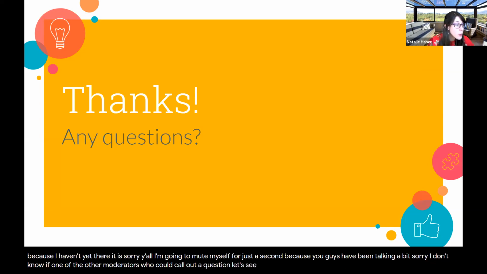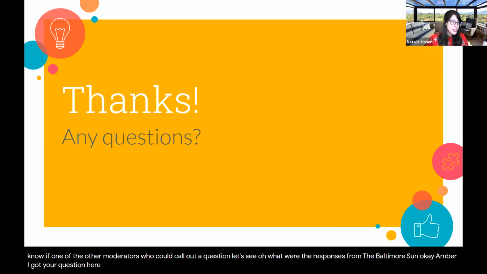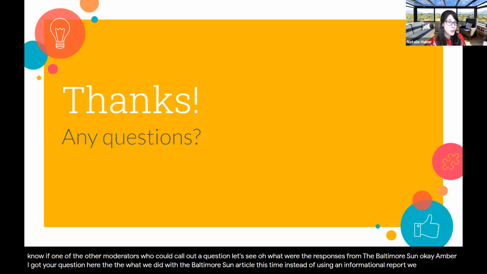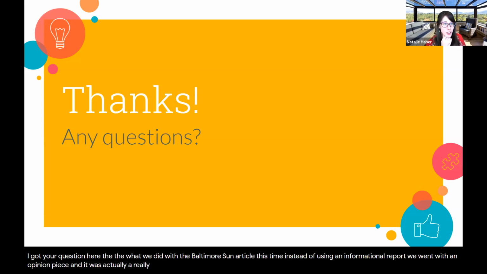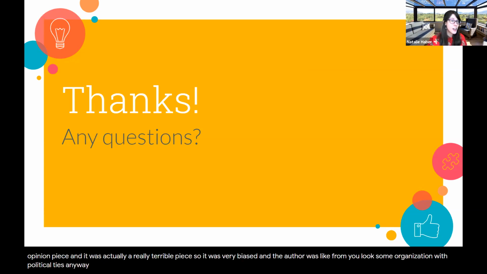Let's see. What were the responses from the Baltimore Sun? Okay, Amber, I got your question here. What we did with the Baltimore Sun article this time, instead of using an informational report, we went with an opinion piece, and it was actually a really terrible piece. It was very biased, and the author was like the CEO of some organization with political ties. Students did really well with the Baltimore Sun article. They identified the bias and they said they wouldn't use it. So I was pretty impressed with that.